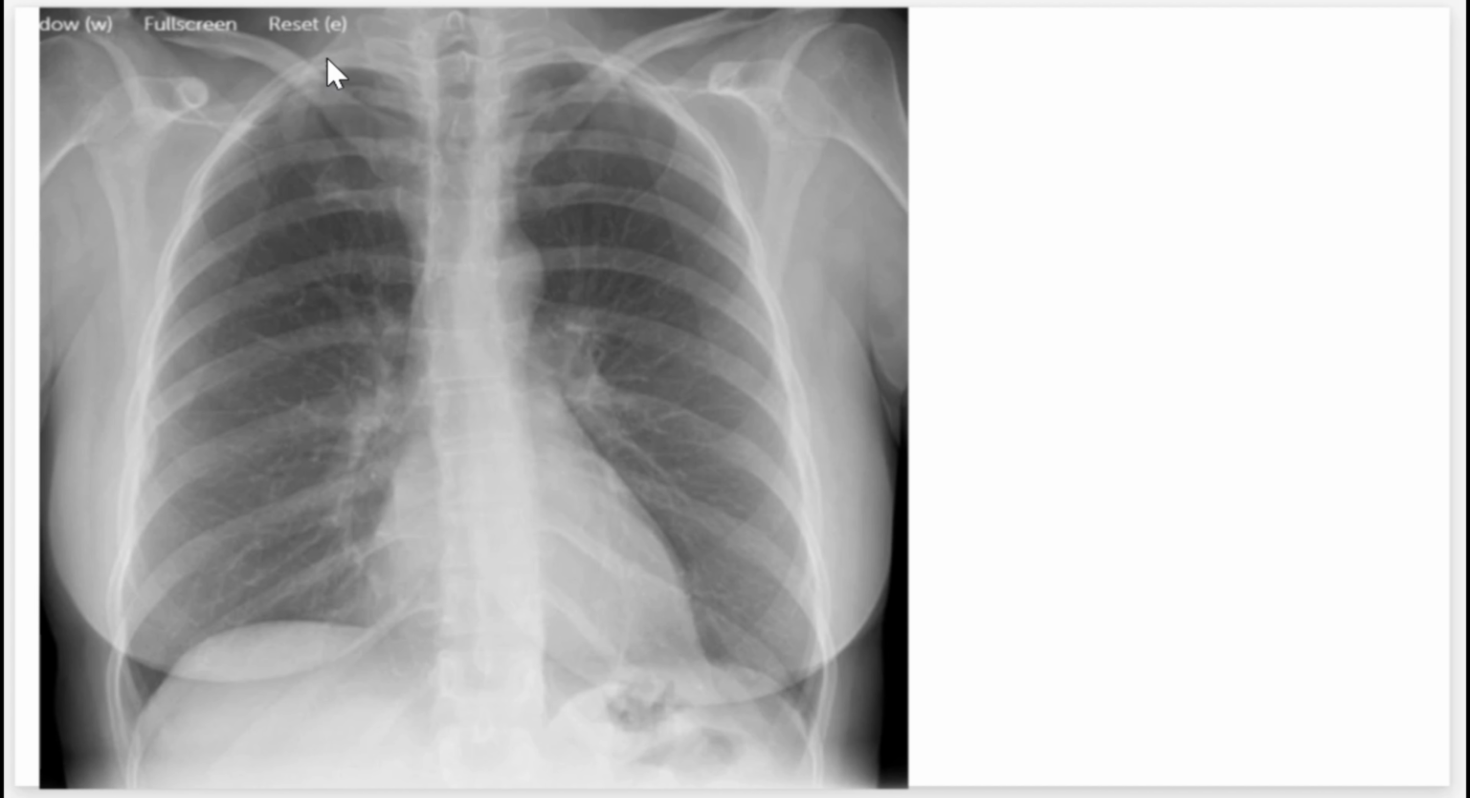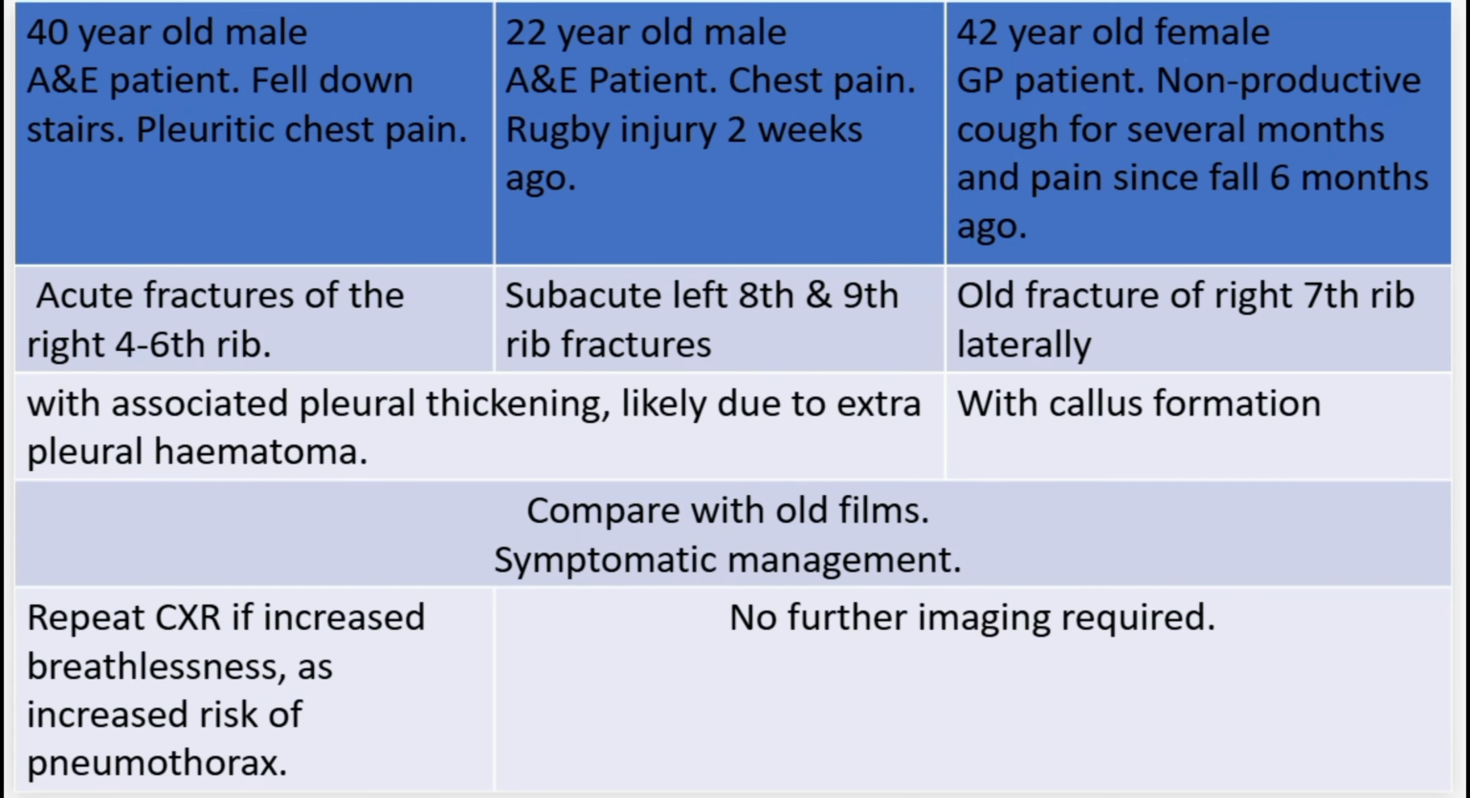Now, this is an example of old rib fracture. Can you see this? This is the callus formation. So the third case, 42-year-old female with non-productive cough for several months, with history of falling down 6 months ago. So this is an example of old fracture.